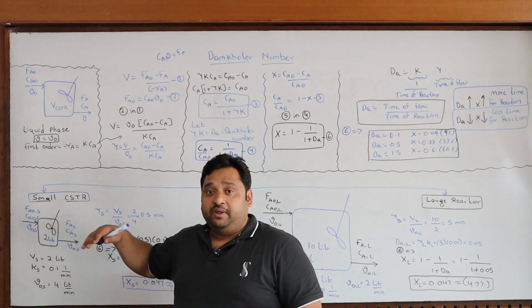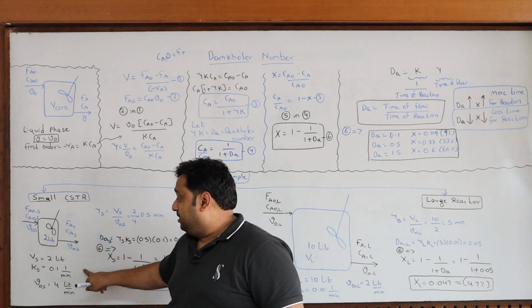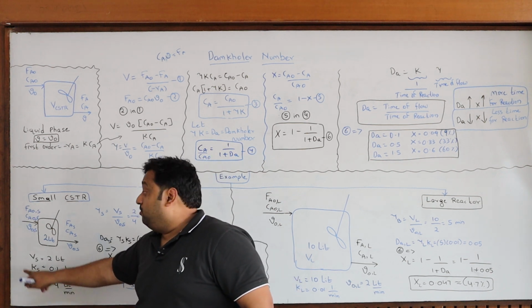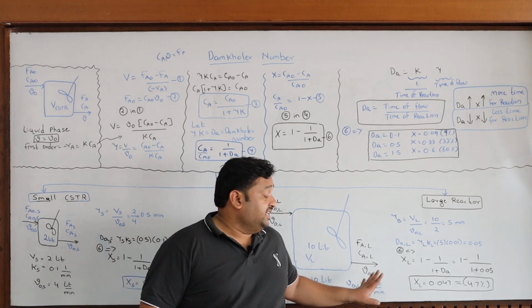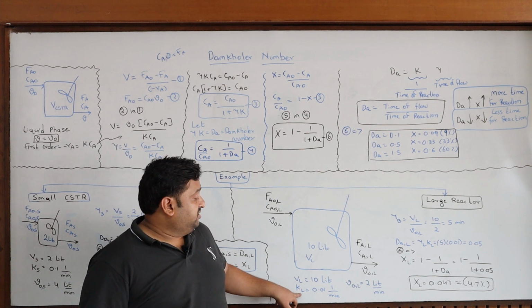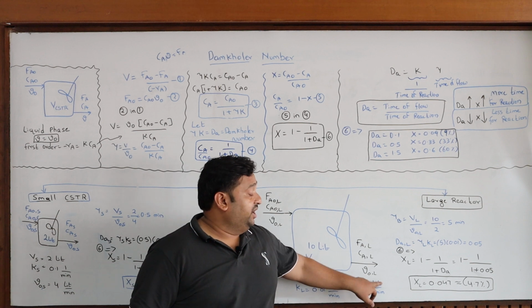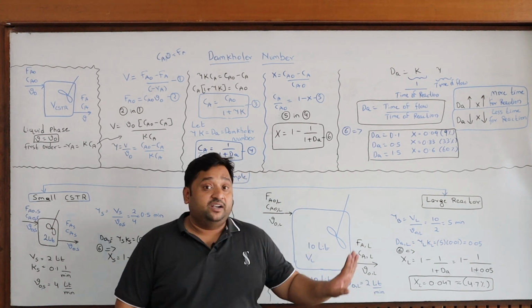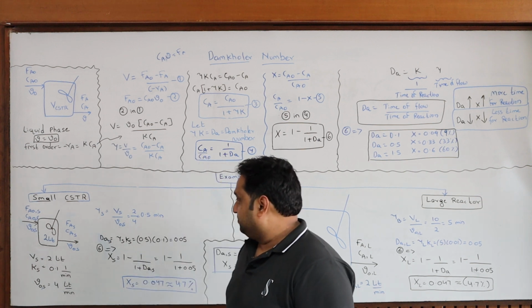The rate constant of the reaction happening in this reactor is 0.1 per minute, and the volumetric flow rate in this reactor is 4 liter per minute. Here it is different. The volume is 10 liter, the rate constant for the large reactor is 0.01 per minute, and the volumetric flow rate is 2 liter per minute. Both are different values. Let us see what happens at the final stage.